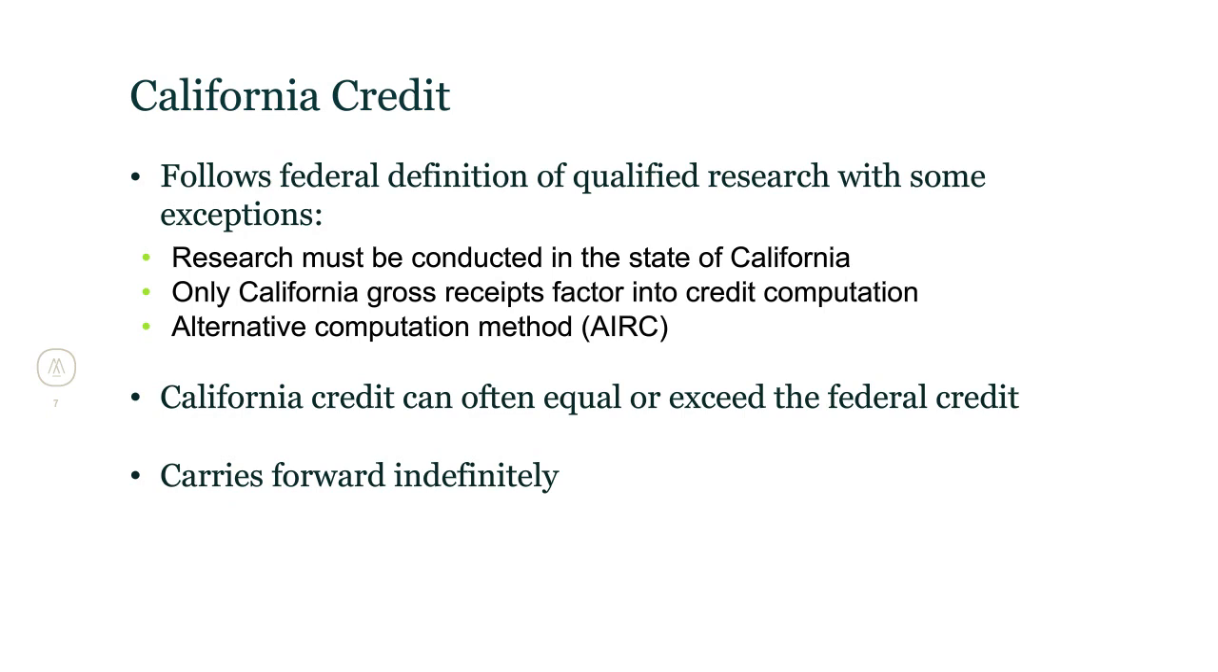Like the federal credit, the California credit can be applied to all open tax years. In California, you have up to 4 years of open returns that you can go back and amend. Also, if you have more credits than tax liability and you can't use them all, then the credits will carry forward, and the California credits carry forward forever.